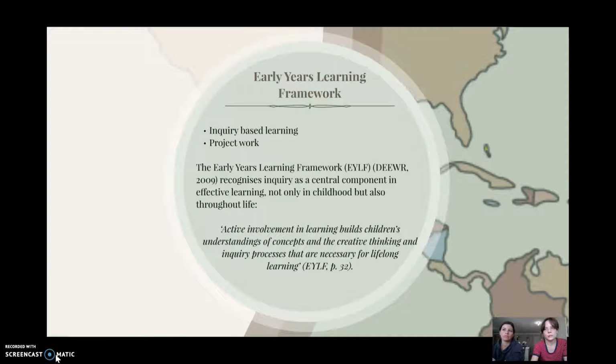The Early Years Learning Framework outlines how important inquiry-based learning and project learning are in the development of young children. These 2 forms of learning have also been identified as great forms of learning in HASS. This is made evident on page 32 of the Early Years Learning Framework, where it states active involvement in learning builds children's understandings of concepts and the creative thinking and inquiry processes that are necessary for lifelong learning.